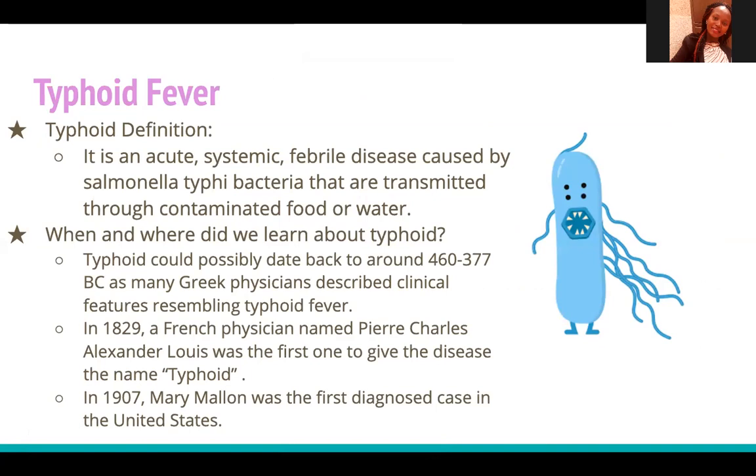When and where did we learn about typhoid? Typhoid could possibly date back to around 377 to 460 BC. That's long, long ago, just like tuberculosis, as we've heard. Many Greek physicians described clinical features resembling typhoid fever during that time. And in 1829, a French physician named Charles Alexander Louis was the first one to give the disease the name typhoid.